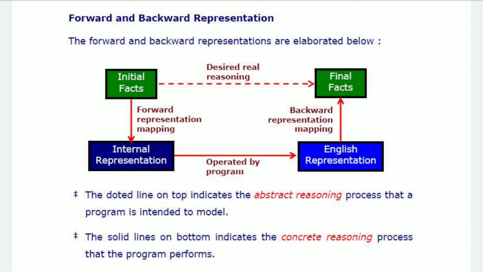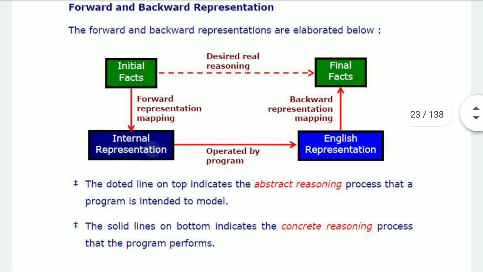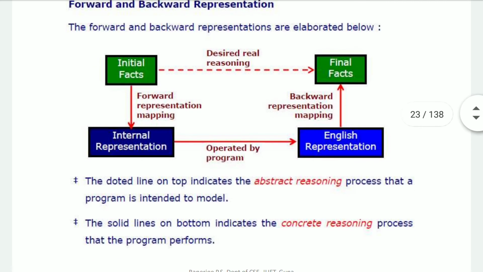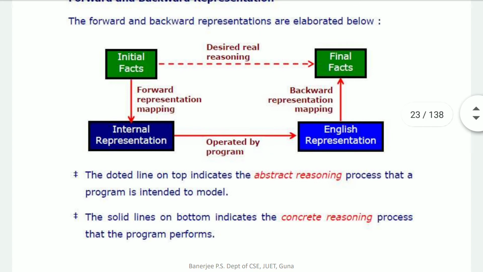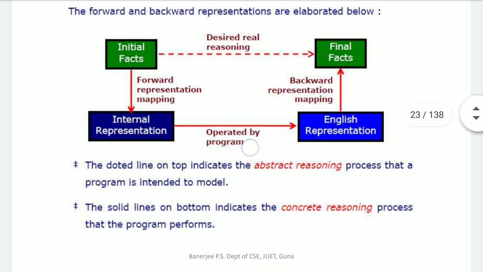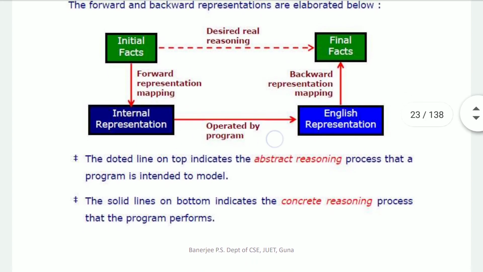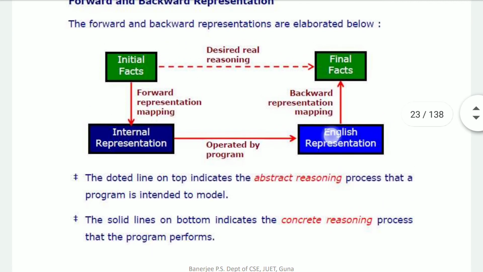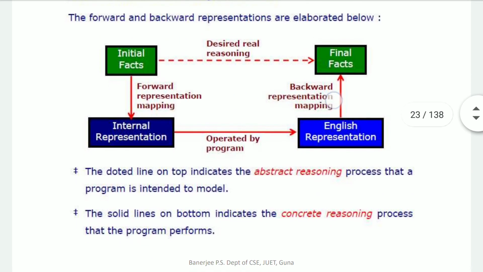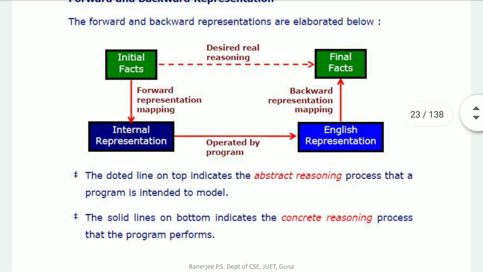representation. So moving on to the internal representation, from the initial facts, it's a forward representation mapping, and then after it has been operated by the program, when we have reached the English representation, I can go by the backward representation mapping and I can reach the final facts, right?